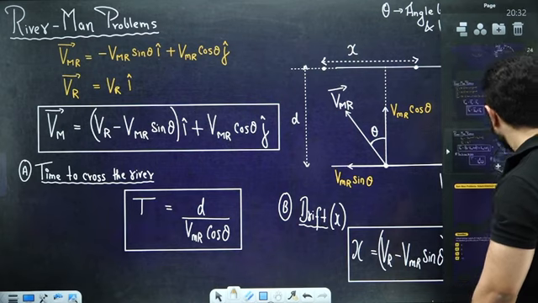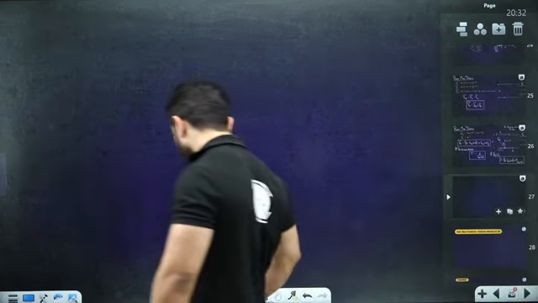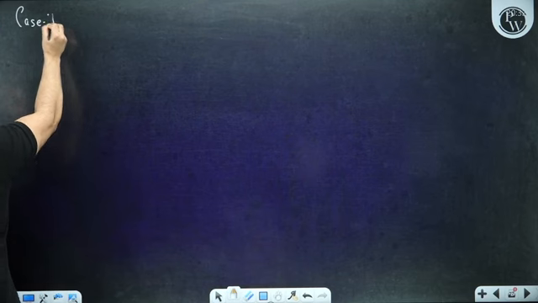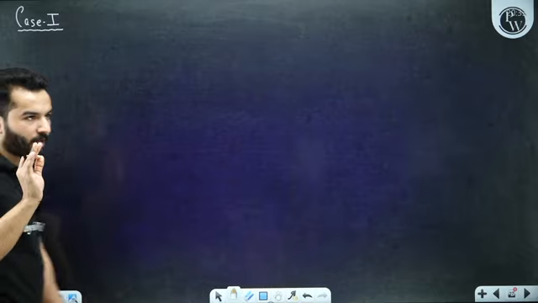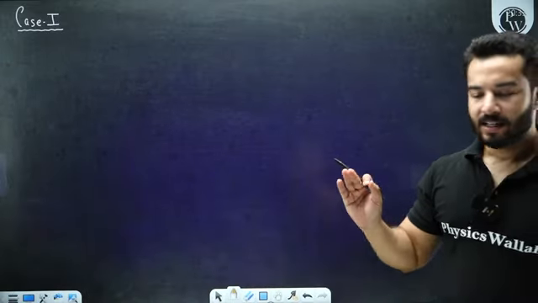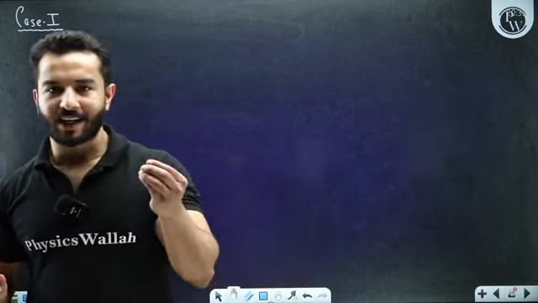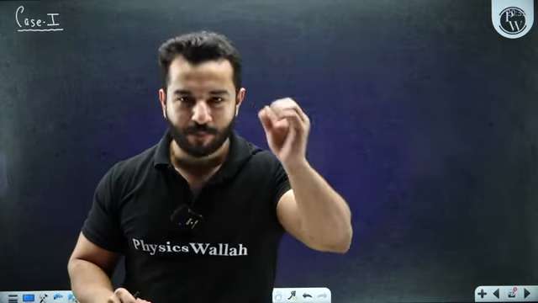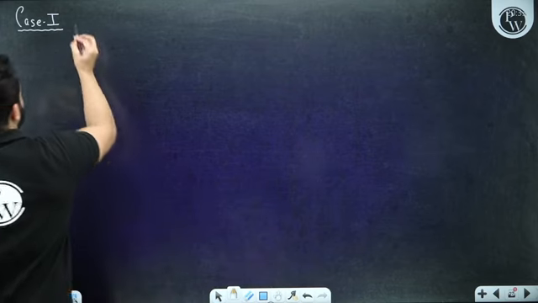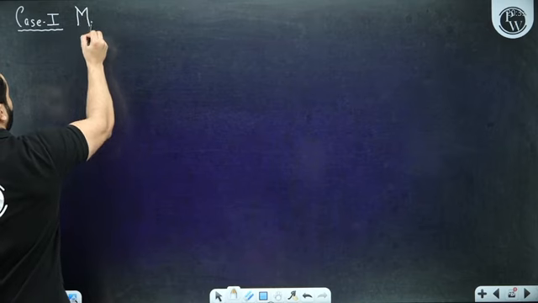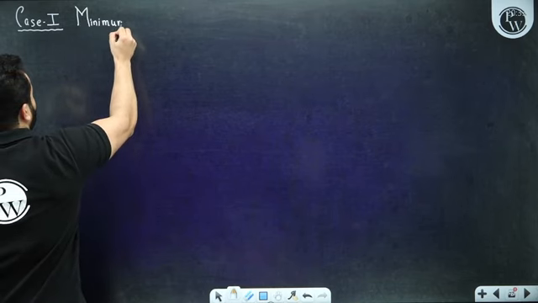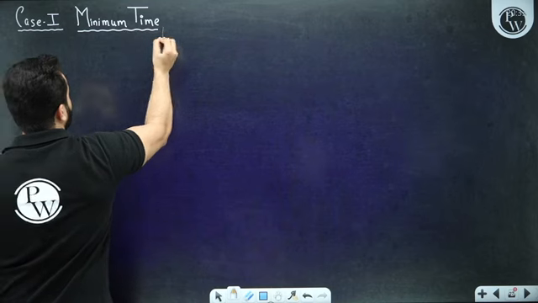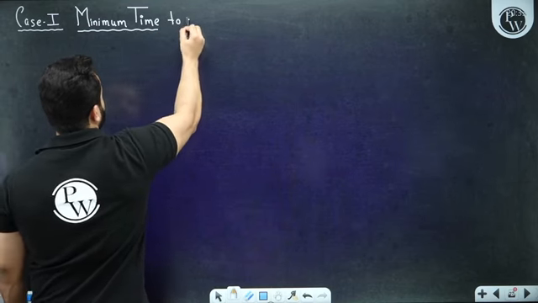Now, obviously, we have got some special cases over here. We have got two types of cases. Case 1 is for minimum time. What do you mean by minimum time? Case 1 is, what is the condition for which the person will reach the other bank in the least time, right? So this is for minimum time. Minimum time to cross the river.